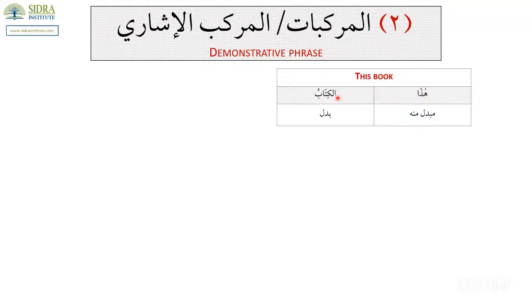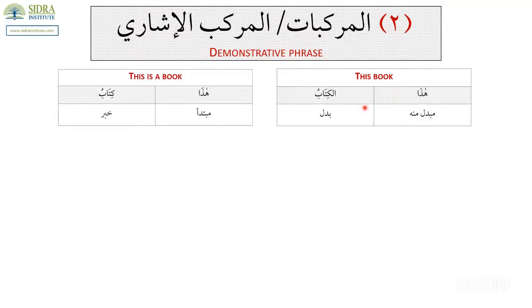This book. Now, when we have a sentence structure like this, where after the ismul ishara the next word has al, it'll be incomplete. So we'll just say this and then the word that comes after. For instance, if we say هذا القلم, that will mean this pen. It won't mean this is a pen. In terms of Tarkīb, we'll say هذا is mubdalun min, because the next word has got al, and the word after that will be the badal, and together, obviously, it'll be an incomplete phrase.